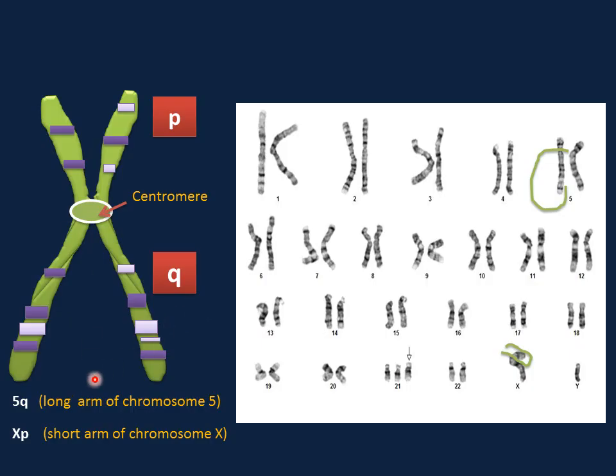Again, let's take another example. Here you have 5q. What does 5q stand for? It is the long arm of chromosome 5. This is chromosome 5, and this is the long arm of chromosome 5. So 5q means the long arm of chromosome 5. Then another one: if you have this in the sex chromosome, there is no number, you will say X. So Xp. Xp means the short arm of chromosome X. P stands for petite. So p is the short arm of chromosome X, and 5q is the long arm of chromosome 5.